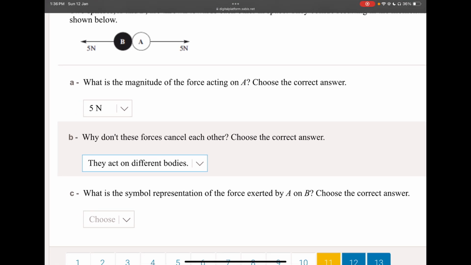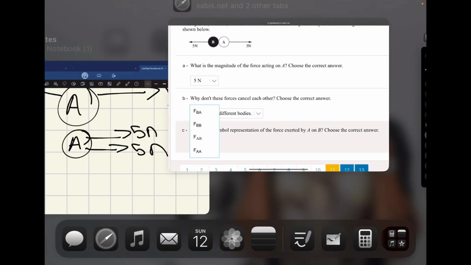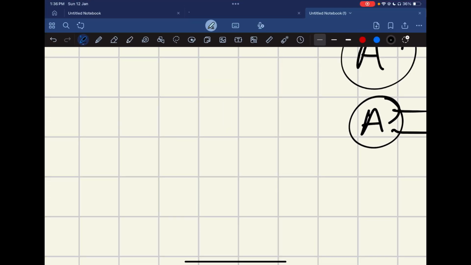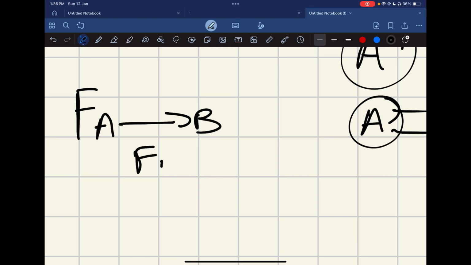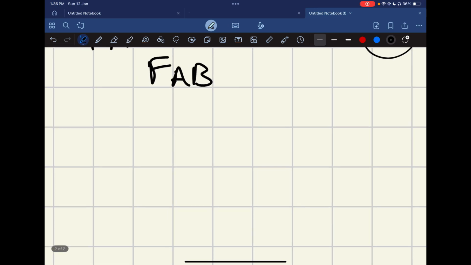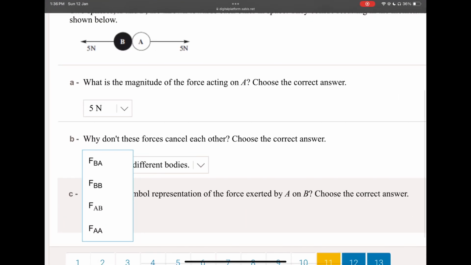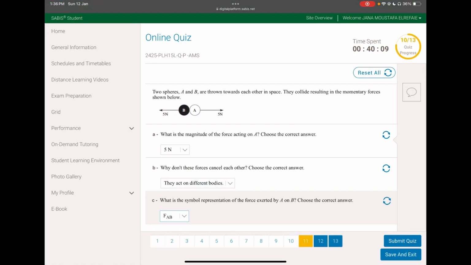What is the simple representation of the force exerted by A on B? Okay, force exerted by A on B. So it would be written F A B, which is this one. Number 12.